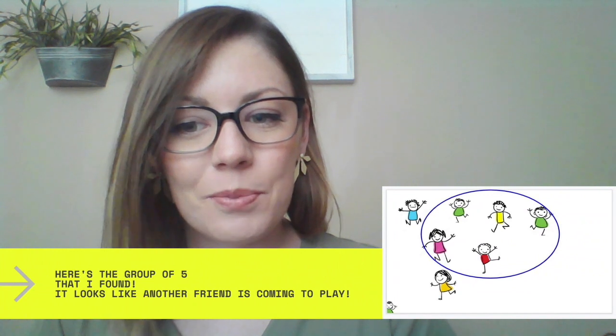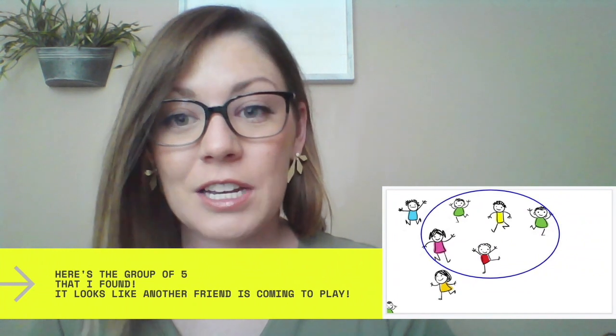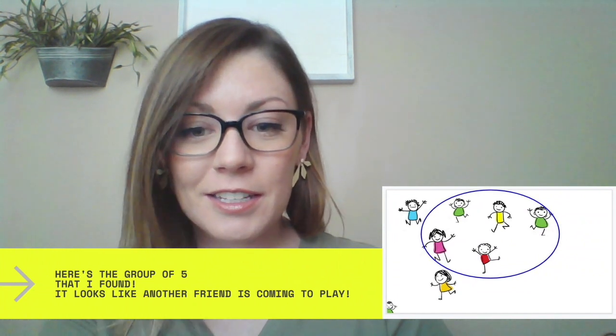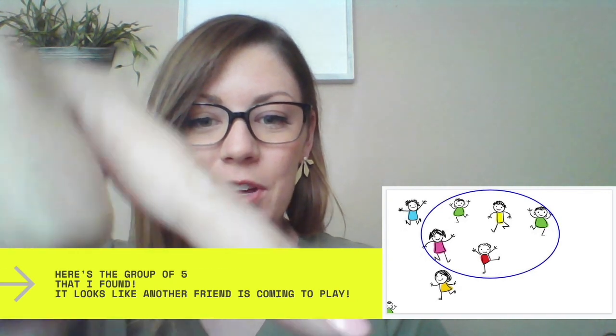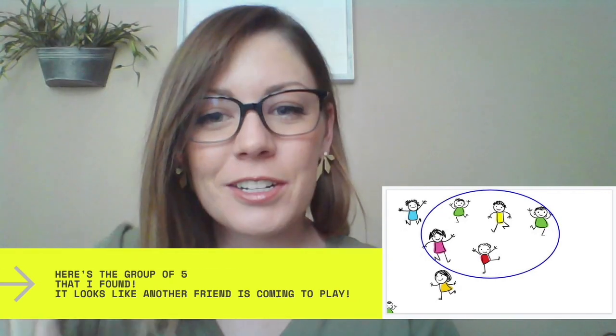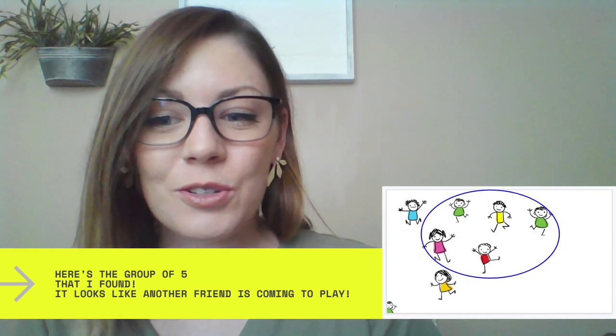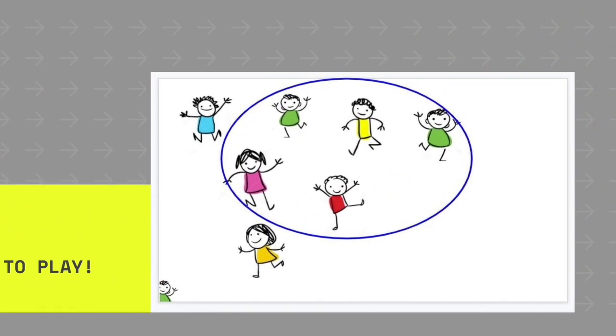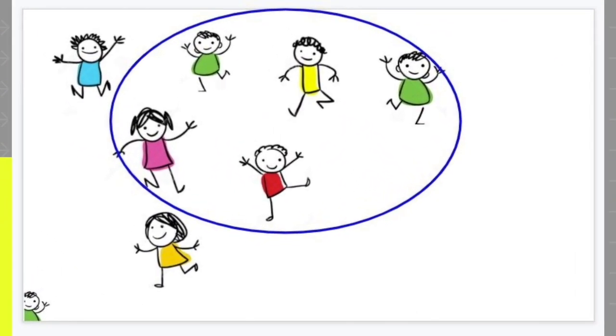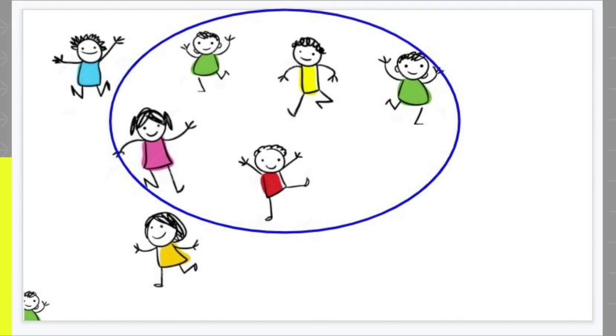Okay, here's the group of 5 that I found. And if you notice, see if I can show you, down at the corner, there's a friend that's like, hey, I want to play too. Okay, so keep that friend in mind. Here's the group of 5 that I found, and don't forget, there's another friend coming to play.